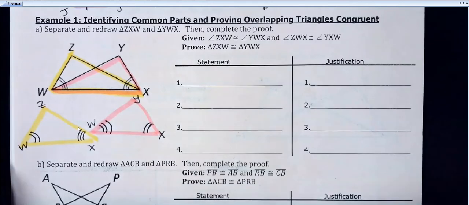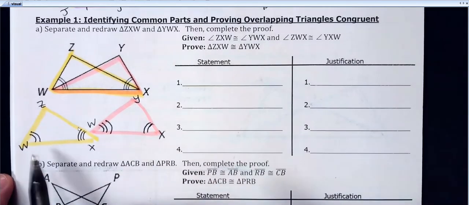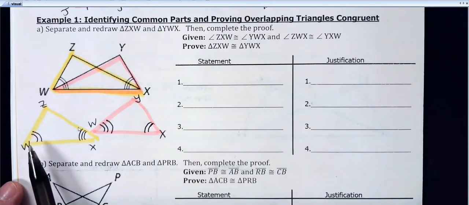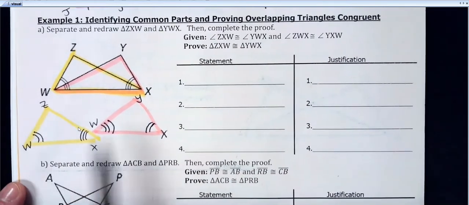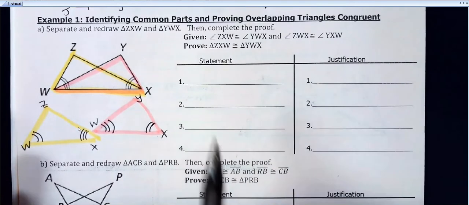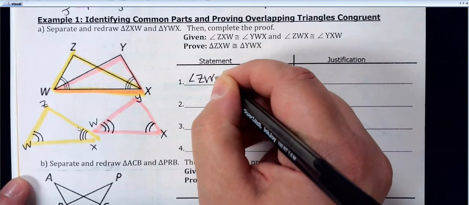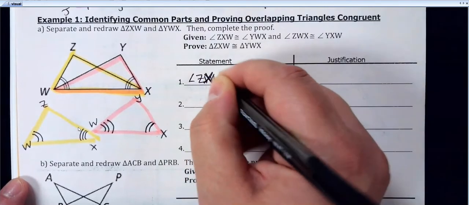Now, if you want to separate and redraw and number these angles, or call them angle W and angle X, you could do that if you want. That's fine with me as long as you separate them. I'm going to go ahead and just copy what they had though, and copy correctly the given information.